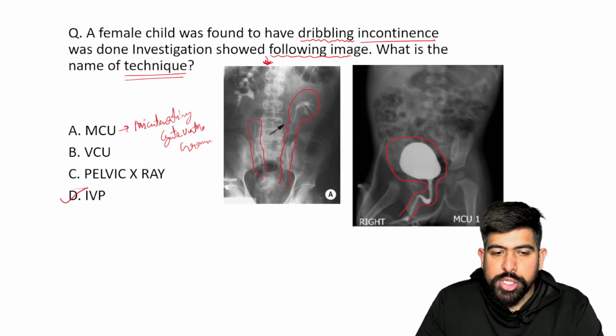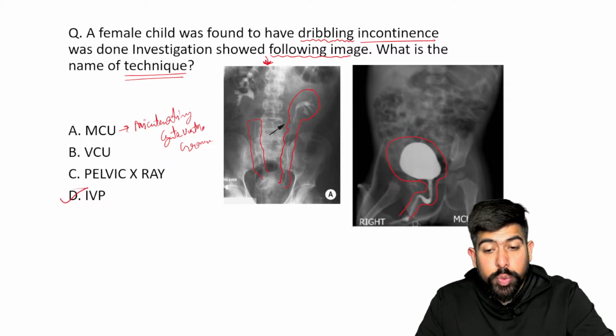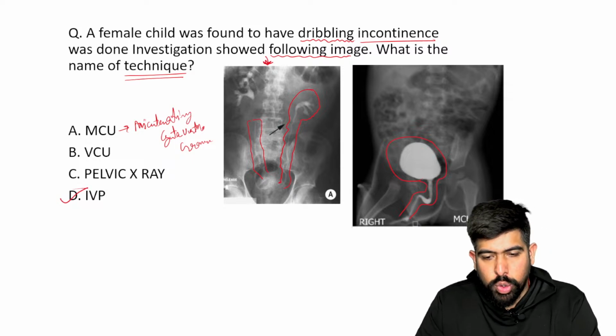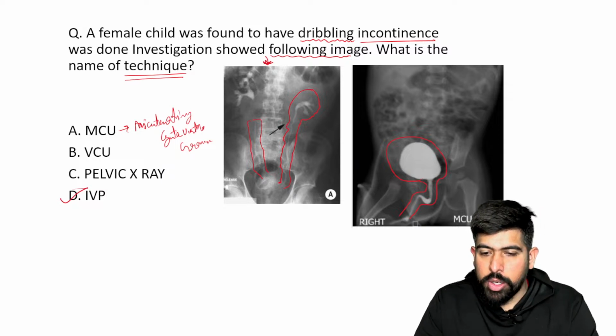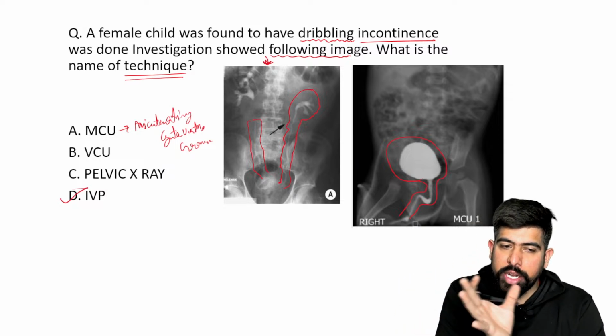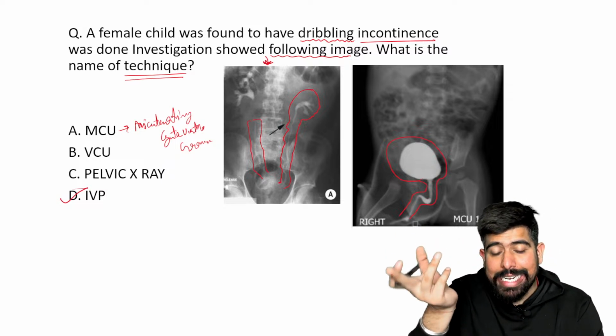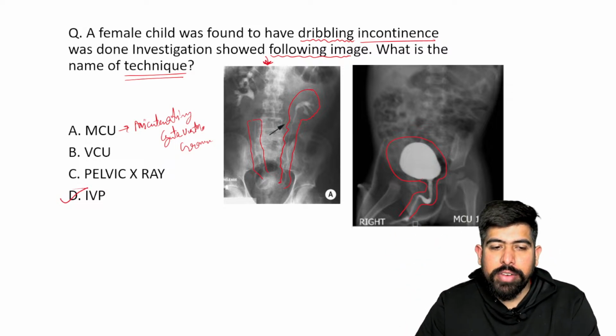So this MCU we are doing is the micturating cystourethrogram. Cysto means your bladder, and urethra means urethra. For the urethra and bladder we are doing the MCU, but for the kidneys and the ureter we are doing the IVP, intravenous pyelogram.